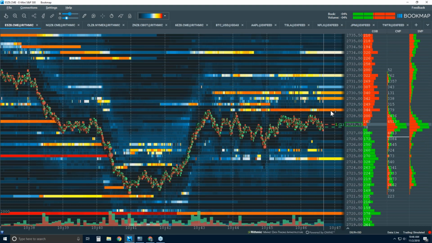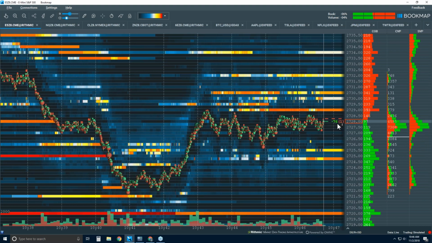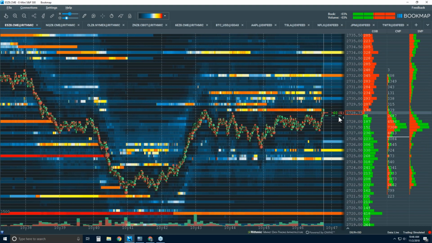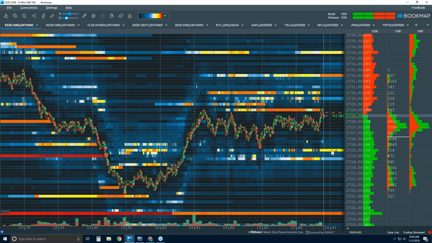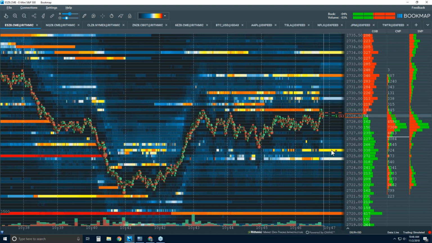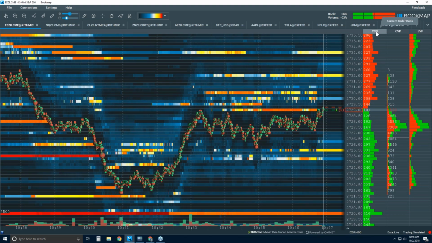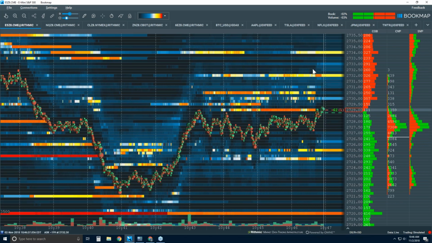Right here you see the best bid and offer, last traded volume, and then the heat map. The heat map is a representation of liquidity. Let's cover this COB column here. It stands for current order book. This is your depth of market, your DOM. Let's zoom in a little bit more.